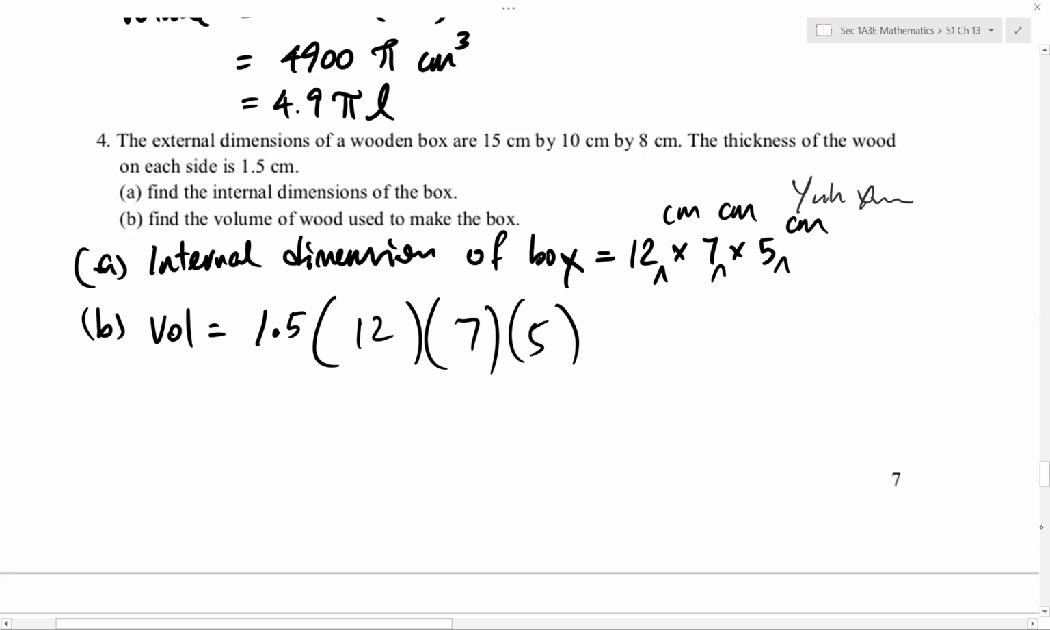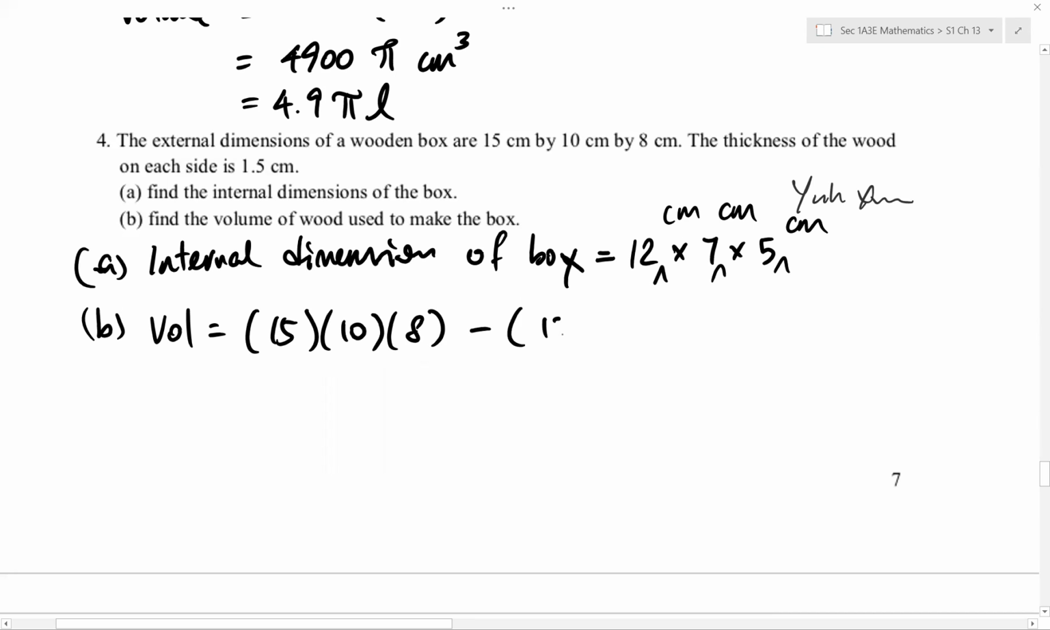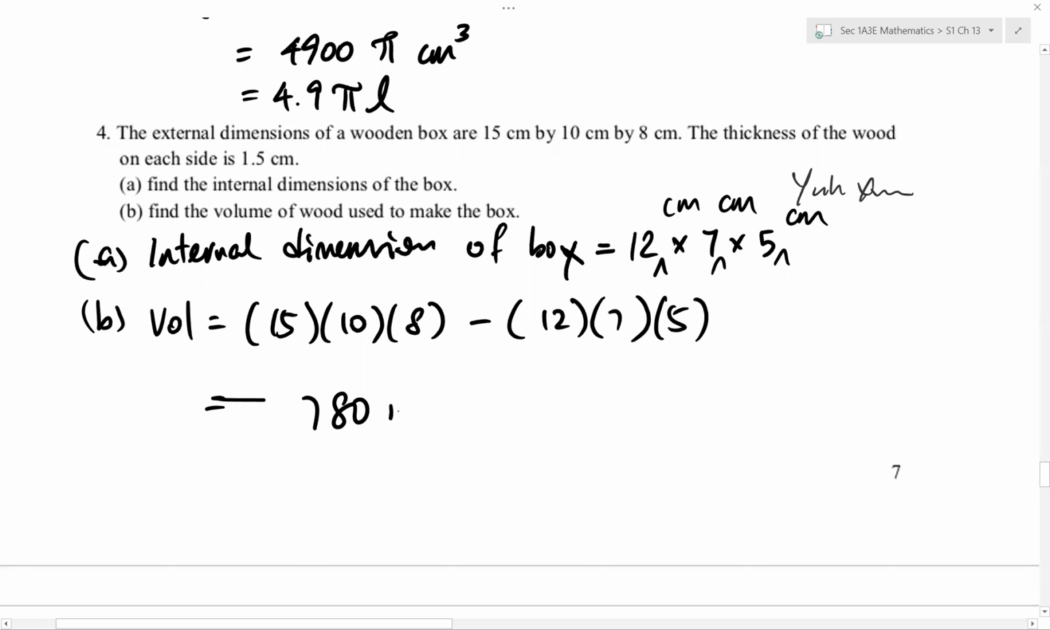Summary, the plan is find the volume of the big box minus the volume of the little box. Get it? Logical? Logical or not? So now our volume will be 15, 10, 8, minus 12, 7, and 5. Okay, so 780 cubic centimeters.